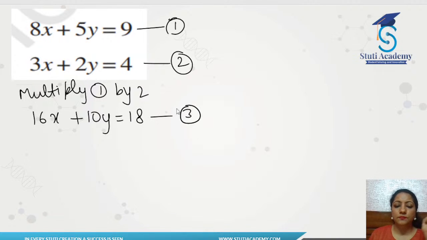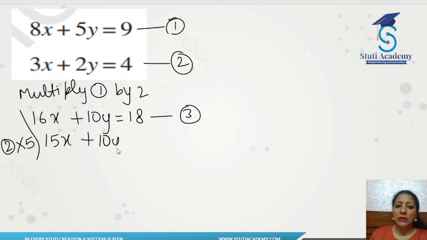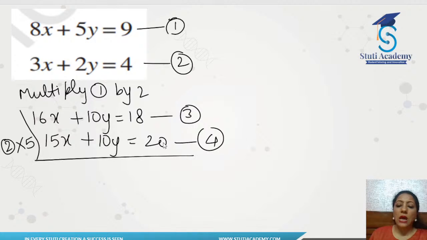That's the third equation. Then we have equation 2. We are going to multiply this equation 2 by 5. So we'll get here 15x plus 10y equal to 20. That's the fourth equation. Now we've got the coefficients same. So we'll proceed further. Now we have 10y here, we have 10y here. So we have plus 10y and plus 10y.